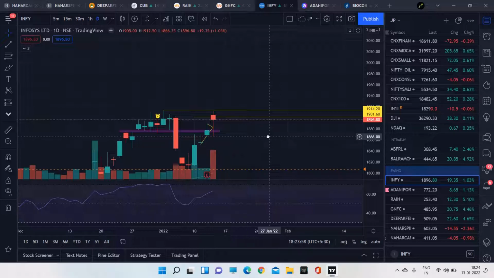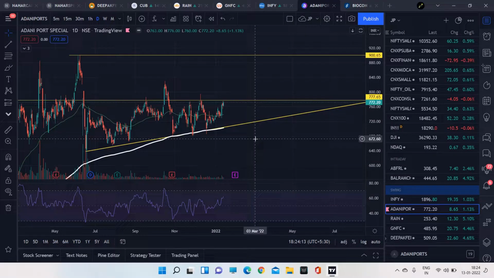1914.20. Once 1914.20 is broken, this can be taken as a swing trade as well as an intraday trade. Since the all-time high is broken, you can definitely take a trade in that on an intraday basis as well. All right. Next is Adani Ports.